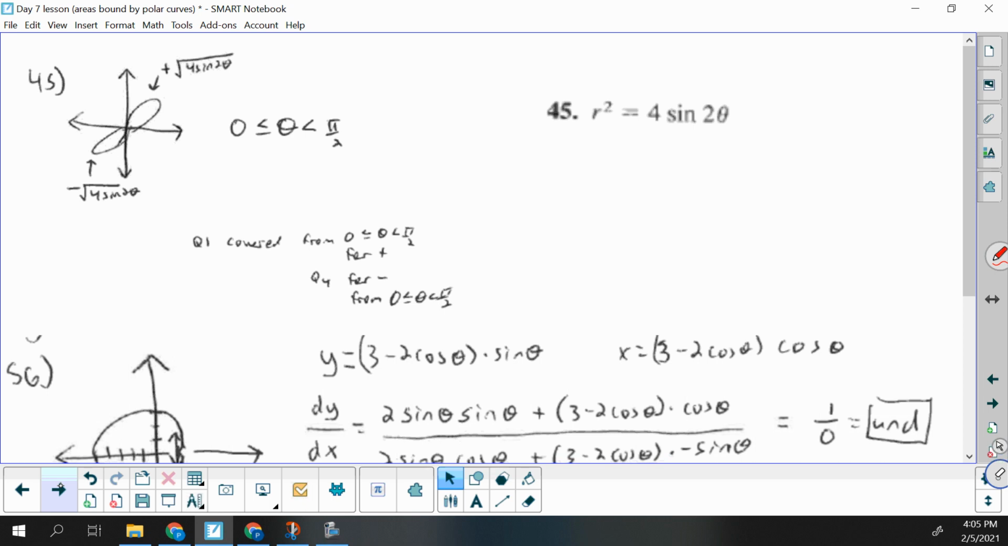And for 45, in order to graph it, you had to get the r by itself, so we should have had a plus and minus. So in both instances, it was from 0 to pi over 2 to get through the cycle. So that first quadrant one was the positive loop, and the negative one was in the third quadrant.